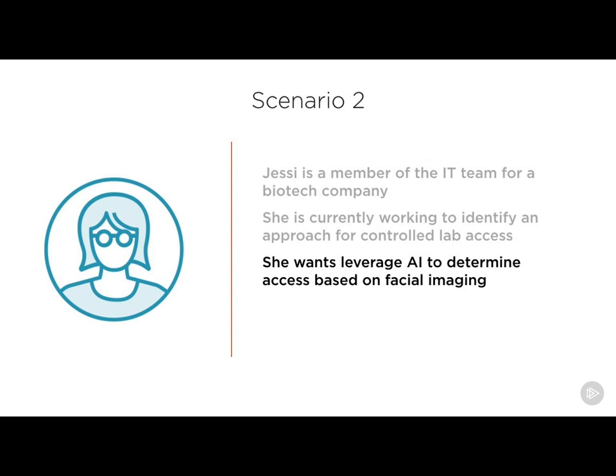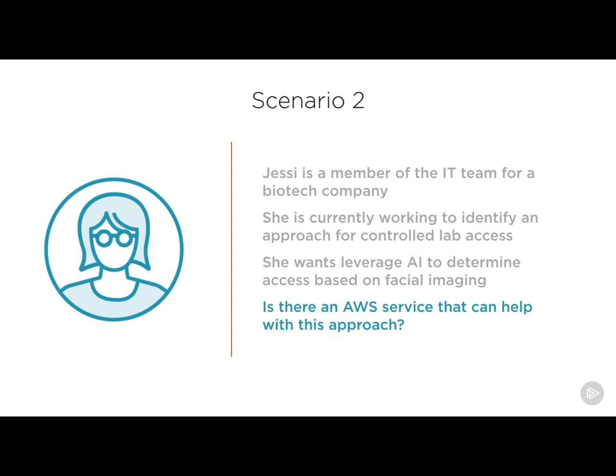So they have a camera posted there. She wants to be able to just scan somebody's face and determine if they need to be in the lab. So is there an AWS service that can help with this approach?